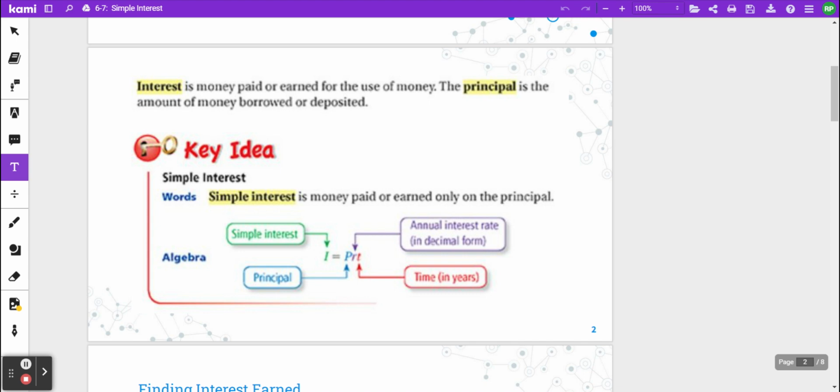For our lesson today, we are going to use the equation I = PRT. And that means that simple interest is equal to the amount of principal multiplied by the annual interest rate, and we'll write that percentage as a decimal before multiplying. And that would be multiplied by the time in years.